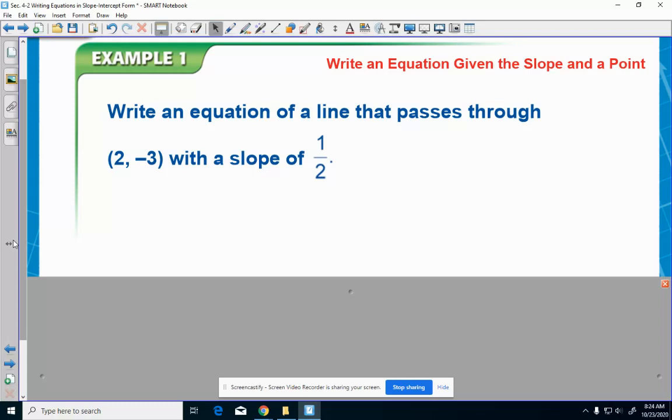You know it goes to the point (2, -3), and it has a slope of 1/2. I'm looking for what? Well, am I looking for both those things, to be honest? I really just need the y-intercept, right? Can you think about how I could find it? Anybody?